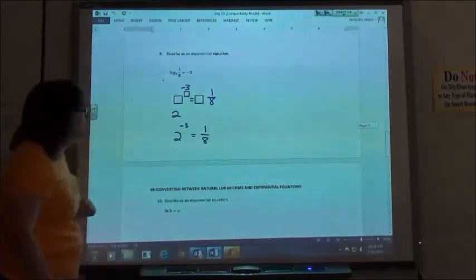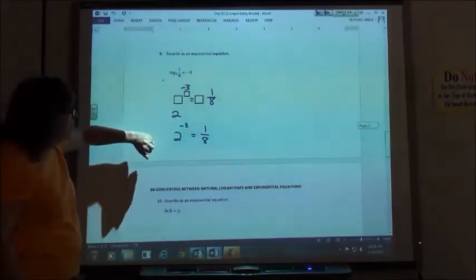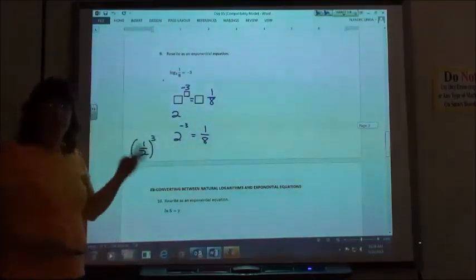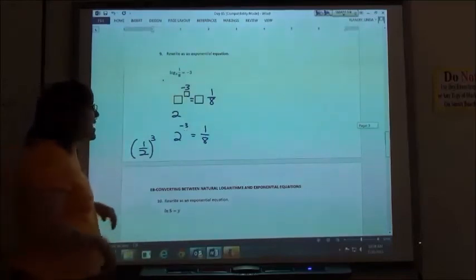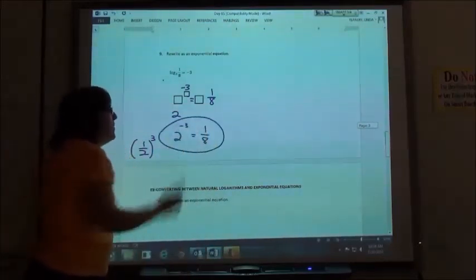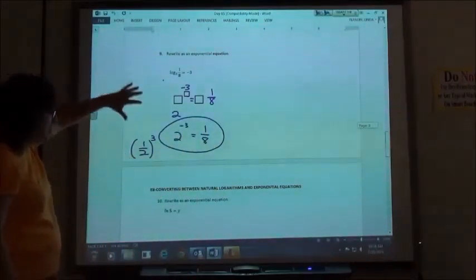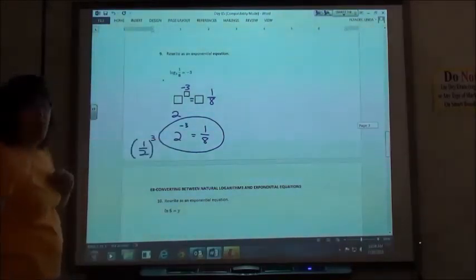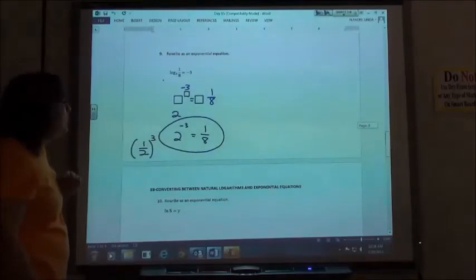Now that should be a true statement. 2 to the negative 3rd power, you do 1/2 cubed, and 1/2 times 1/2 times 1/2 is 1/8. So yes, that's a true statement. So just getting used to switching those around from logarithmic form to exponential form, or exponential form to logarithmic form.